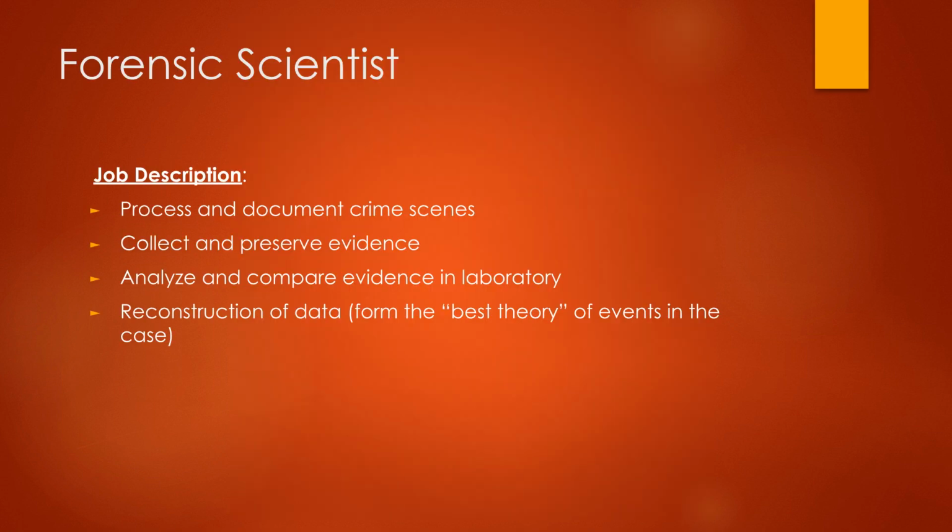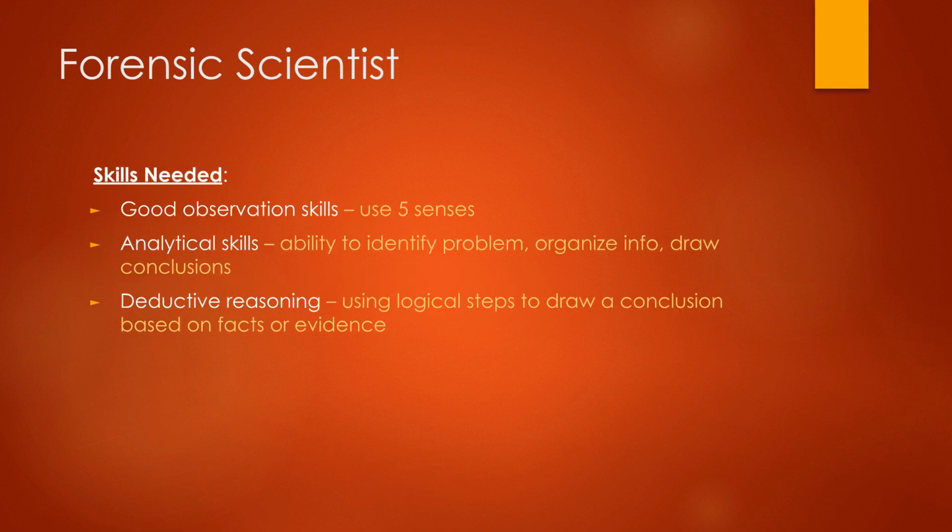A forensic scientist's job involves processing and documenting crime scenes, collecting evidence, analyzing it in a lab, and reconstructing events to form the best theory of the case. Key skills for a forensic scientist include good observation, analytical skills to solve problems, and deductive reasoning to draw conclusions based on facts or evidence.